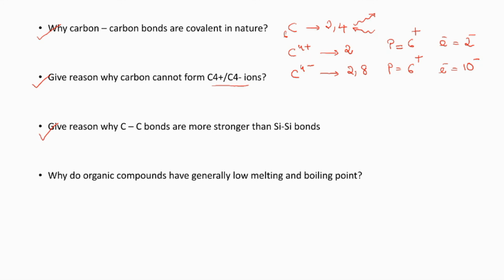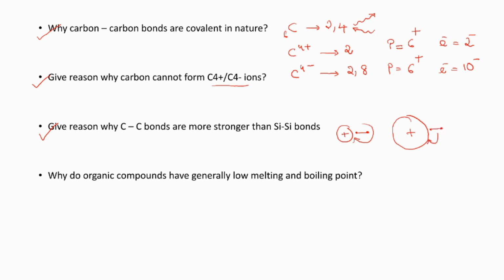Now see this one. Give reason why carbon-carbon bonds are stronger than silicon-silicon bonds. What answer will you give? You can tell that a carbon atom, because of its smaller size, attracts the electron pair involved in the covalent bond more strongly towards itself, whereas the silicon atom being much bigger, the electron pair will be less effectively attracted towards the nucleus.